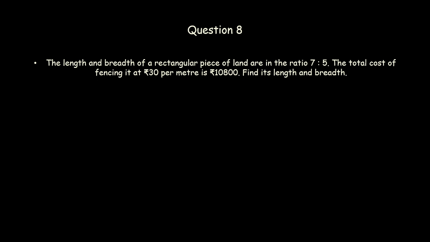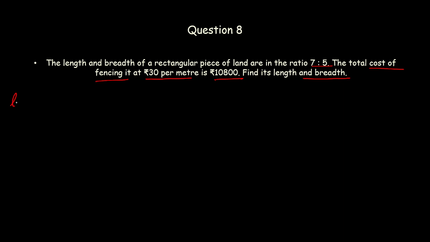This is the last question for today. The length and breadth of a rectangular piece of land are in the ratio 7:5. Again in the ratio. The total cost of fencing at 30 per meter is 10800. Find the length and breadth. Easy question. Very easy question.